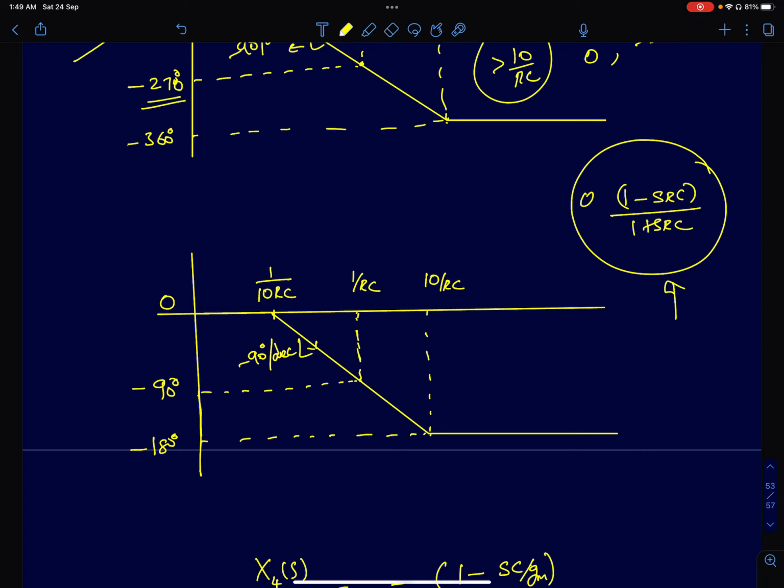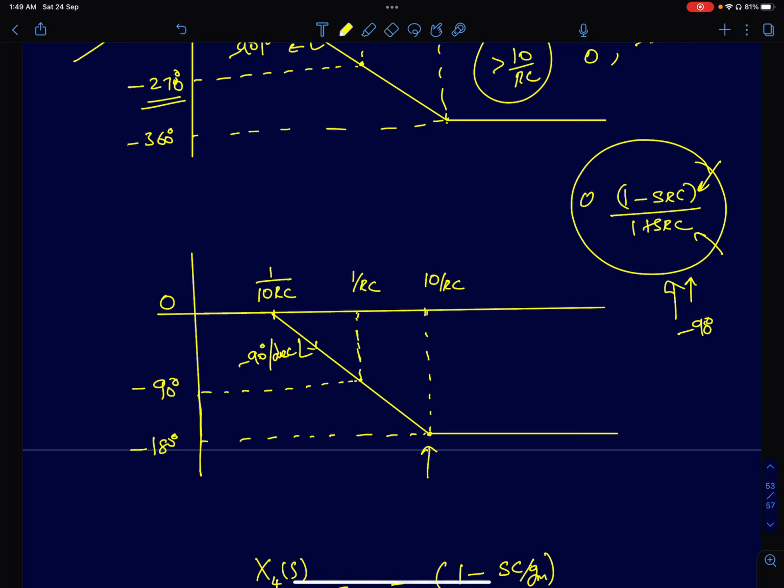Okay, so when you reach 1 by RC, the phase shift introduced by this term will be minus 90 degrees. So minus 45 from the numerator, minus 45 from the denominator. So the phases add up, and you get minus 90 degrees. And at a frequency equal to 10 by RC, it will become minus 180 degrees.